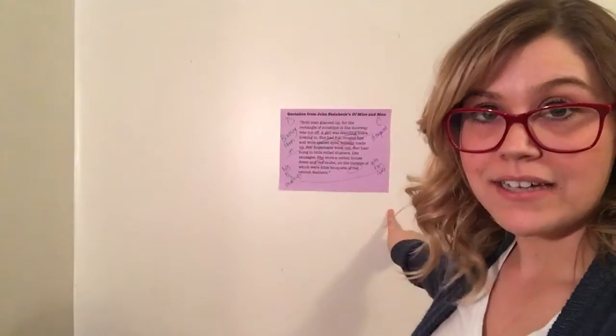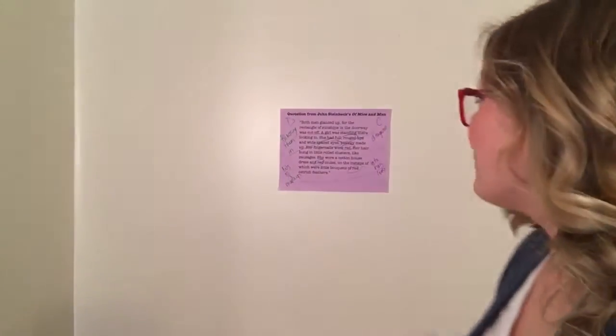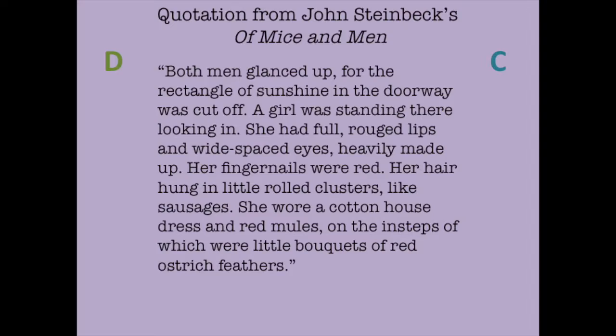Now, for my step 2 annotation, I'm going to put a D on the left side, and I'm going to write my denotations. I'm going to put a C on the right side, and I'm going to write my connotations. And then I'm just going to word vomit. I'm going to write down anything that pops into my head.